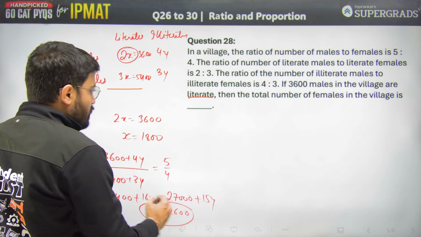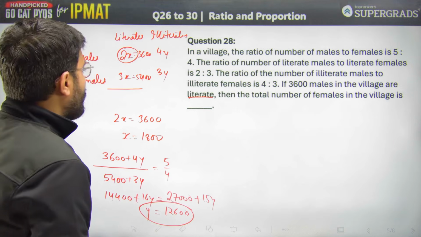So y comes out to be 12,600. So the total number of females is 7y.